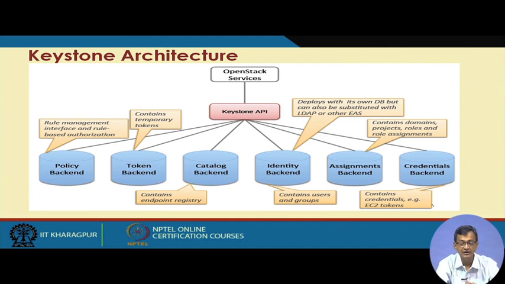Keystone, as we have already discussed, is the identity service, and it has different modules or components: policy backend, tokenization, catalog service, identity service, assignment backend, and credential backend. So, these are the different components or services under this Keystone identity service.